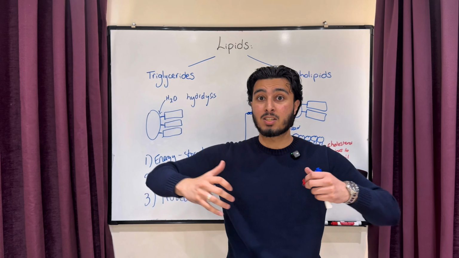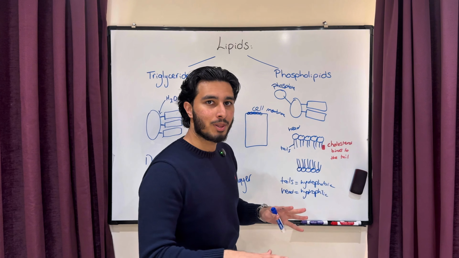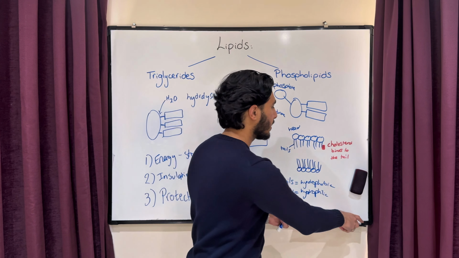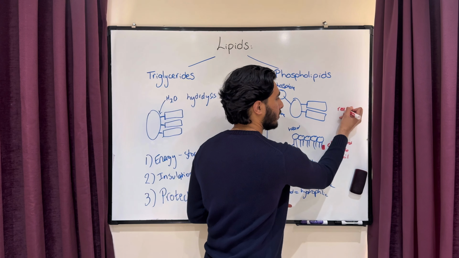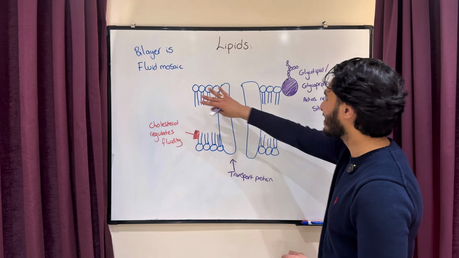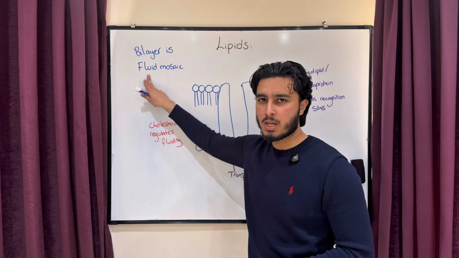And if the phospholipids are too spread out, it's going to let everything into the cell. So we don't want that to happen. Cholesterol basically regulates the fluidity. Now, just a bit more about the phospholipids. They form this bilayer, and the bilayer is said to be fluid mosaic.